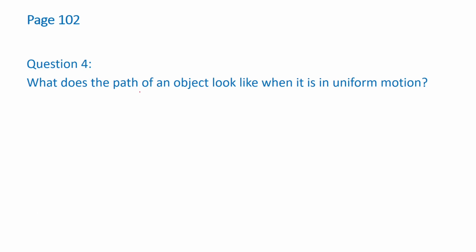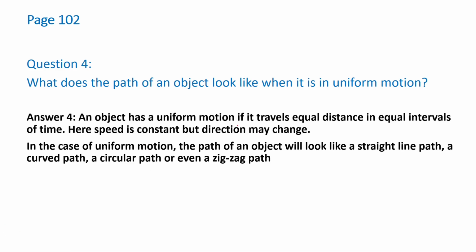Next question, what does the path of an object look like when it is in uniform motion? So we can say in case of uniform motion, the path may be a curved path, circular path or even zigzag. Uniform motion means that the object covers equal distance in equal intervals of time. So here the speed is constant but direction may change. So the path of the object may be a curved path, it can be circular, it can also be a straight line or even zigzag.